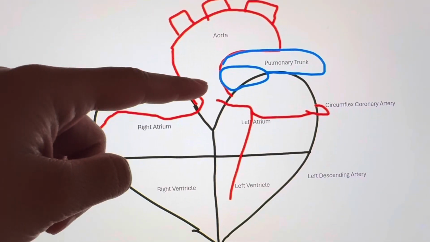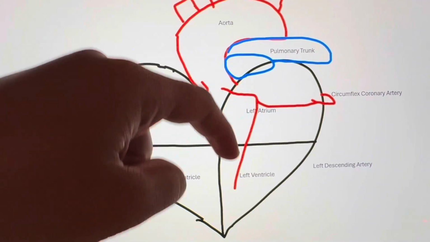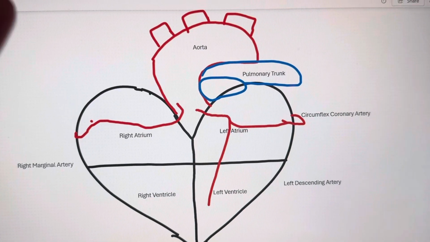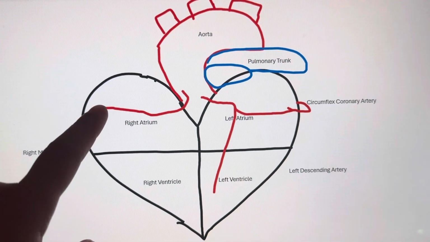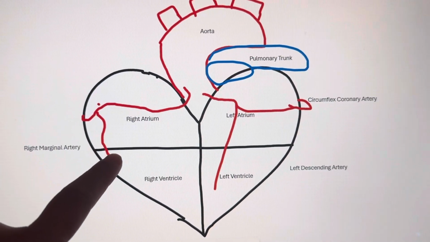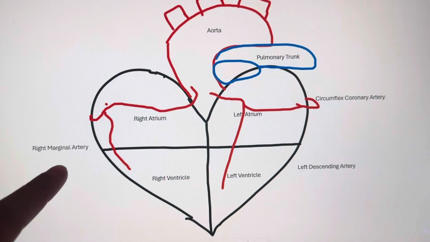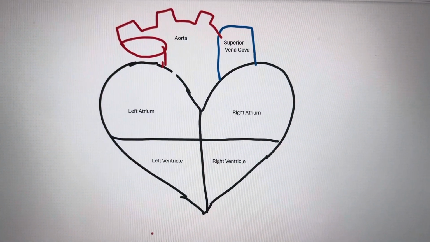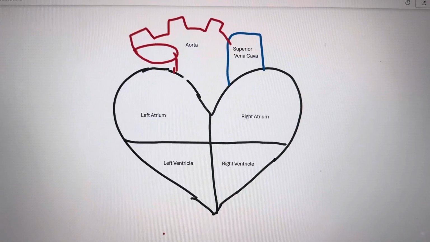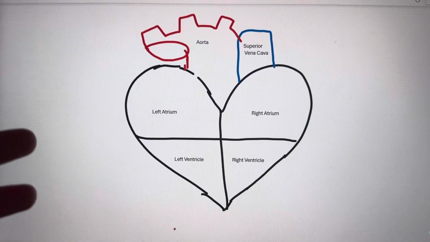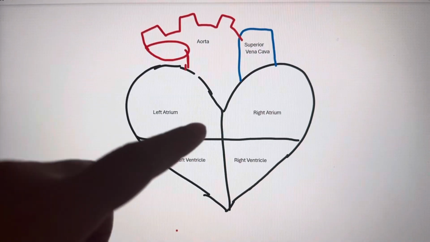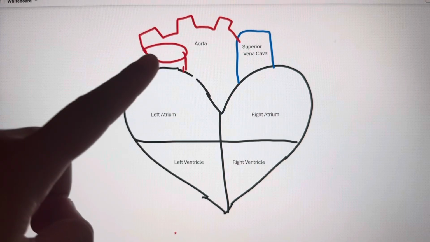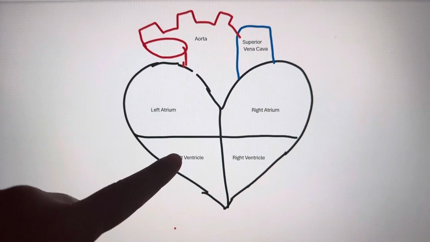The next artery is called the left descending artery because it goes down. For the right side of the heart, there's one that's also gonna go down, and that is called the right marginal artery. So now we are in the posterior side, meaning it's the back side of the heart. So now this side is the right atrium, the right ventricle, left atrium, and left ventricle.